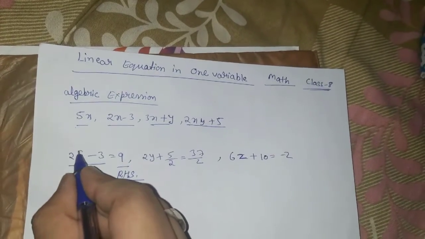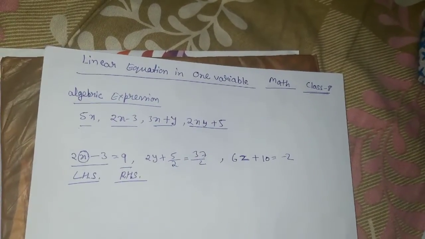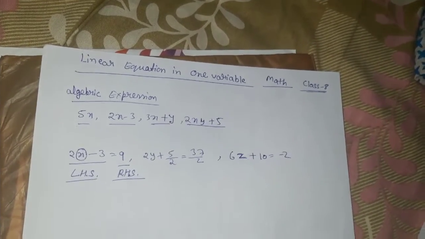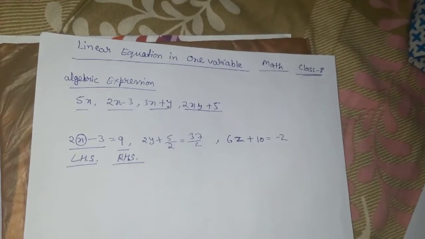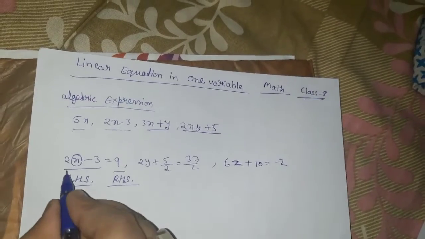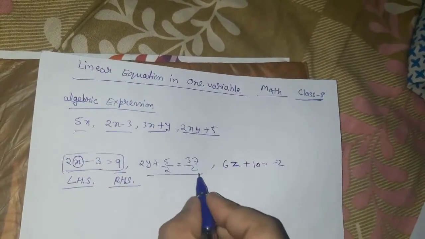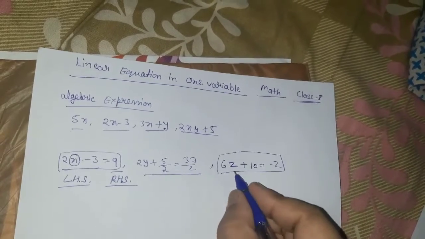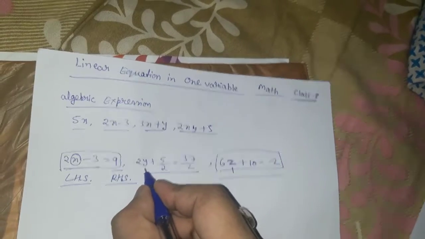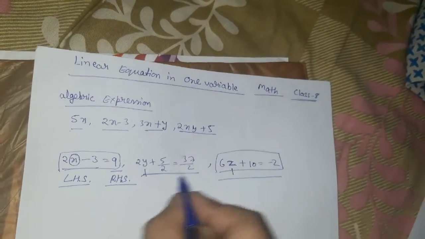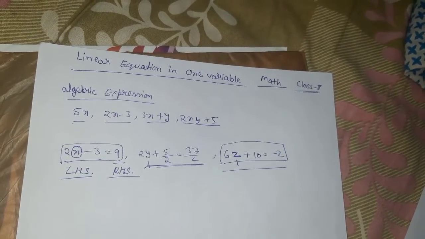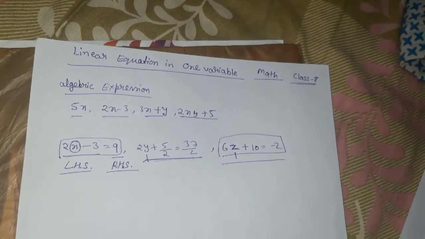And what is this? This is the number which we have to find out. It is denoted by x, and we have to find the value of x to satisfy this equation. Similarly, in the other equations we have to find the value of z to satisfy this equation, and the value of y to satisfy that equation. Now we will discuss with an example.